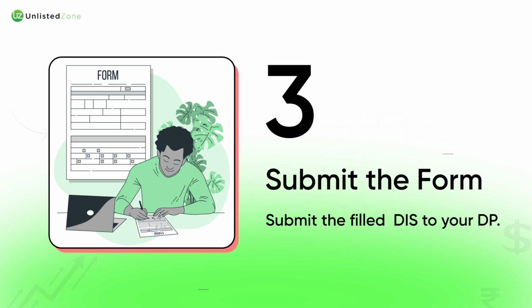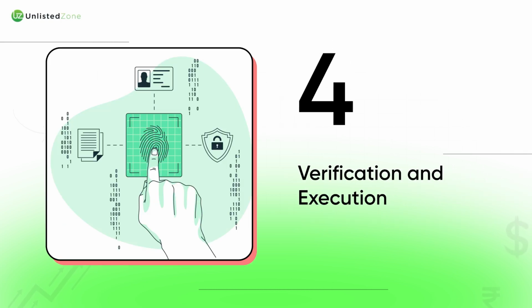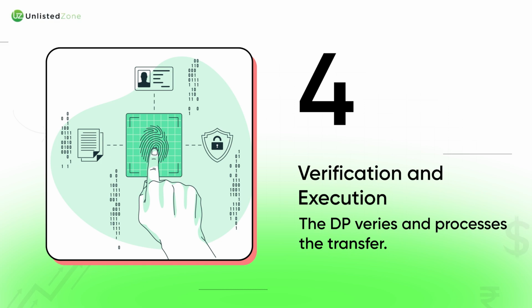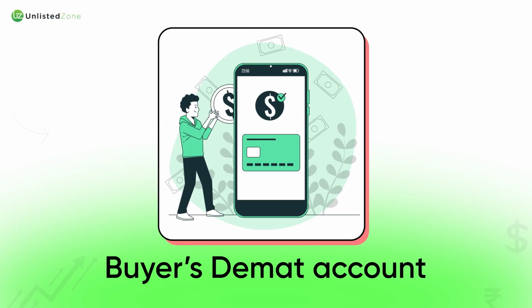Third, submit the form. Submit the filled DIS to your DP. Now fourth one, verification and execution. The DP verifies and processes the transfer. The shares are transferred to the buyer's Demat account.